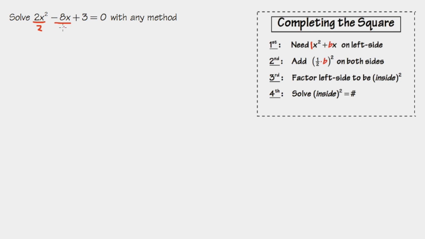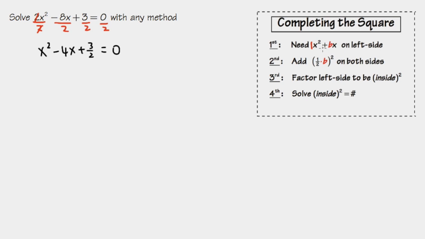Okay, so I'll continue with this right here, divide everything by 2. And we see that we will have x squared, and then negative 8x divided by 2, we have negative 4x. And this is plus 3 over 2. It's just a fraction, but we can deal with fractions, right? 0 divided by 2 is just 0, so this is what we have.